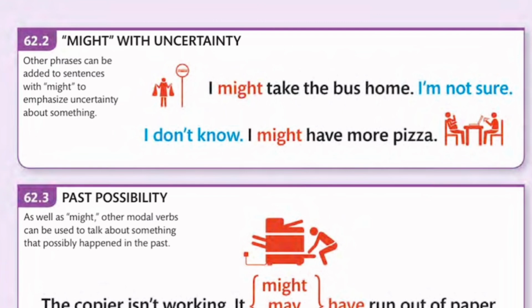Let's talk about might with uncertainty. Other phrases can be added to sentences with might to express or emphasize uncertainty about something. I might take the bus home. I'm not sure. I don't know. I might have more pizza.